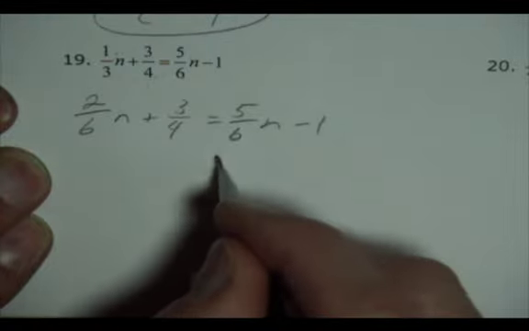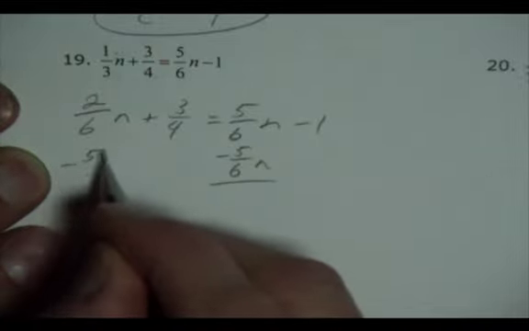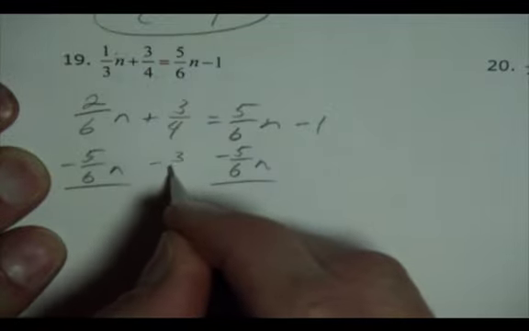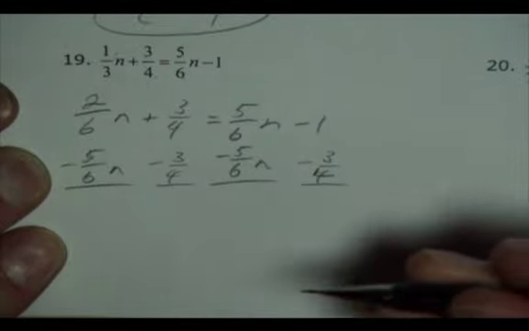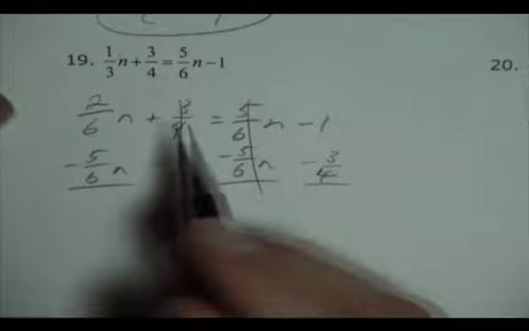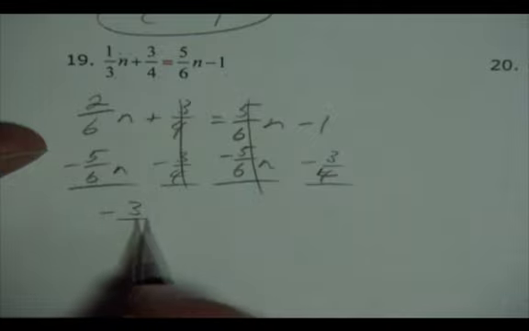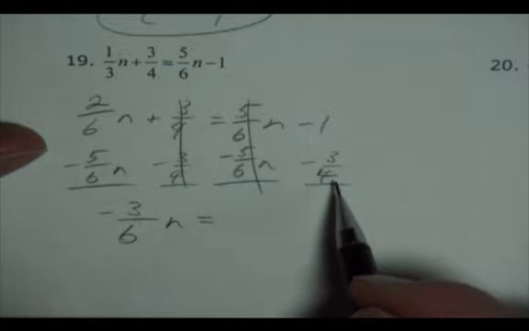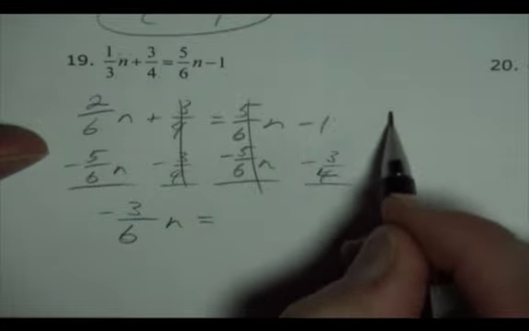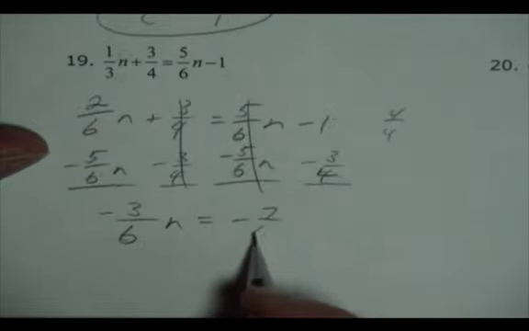We're going to move the letters to the left by subtracting 5/6 n from each side. And we'll move the numbers to the right by subtracting 3/4 from each side. That gives us the following. 2/6n minus 5/6n. 2 minus 5 is negative 3. So it's negative 3/6n. And that is equal to negative 1 and a negative 3/4. Well, 1 is 4 over 4. So negative 4 over 4 plus negative 3 over 4 is negative 7 over 4.